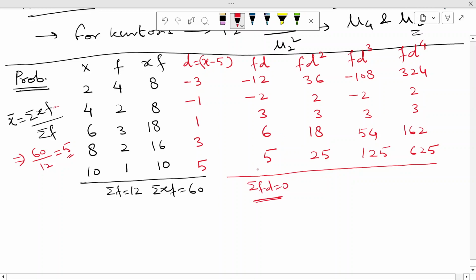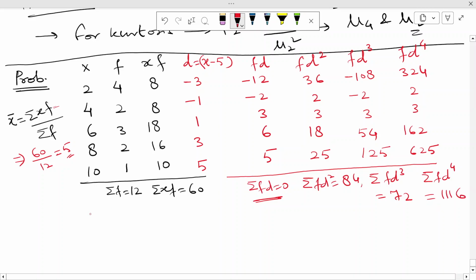Because this is the sum of all the deviations taken from the exact mean, this should be 0. Next we will find summation fd square, and this is coming out as 84. Similarly, summation fd cube is coming out as 72, and lastly we will calculate summation fd4, meaning the sum of all the values available in this last column.